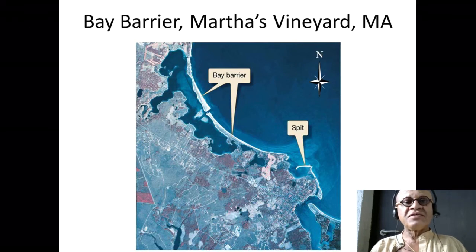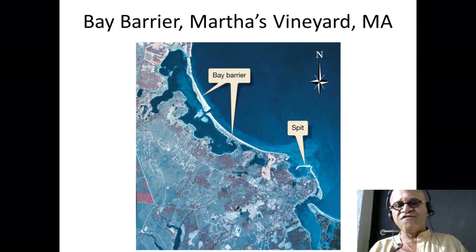So here is a very famous place called Martha's Vineyard in Massachusetts. Very rich people live there, including Obama, the previous president. So here is a bay barrier, a very nice long bay barrier built because of the depositional process. And here is a nice long spit that has been formed.